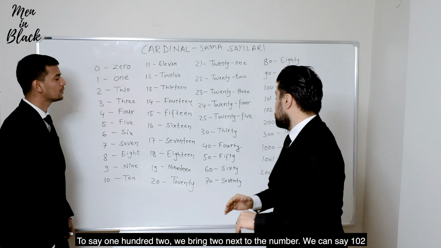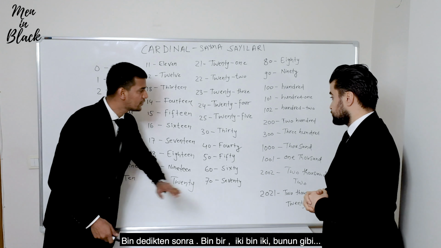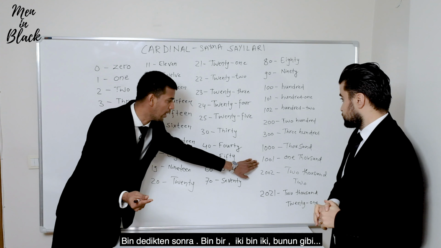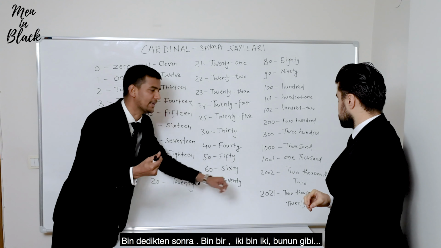102. Go ahead. After that, you will say 1000, 1001, 2002, like this.